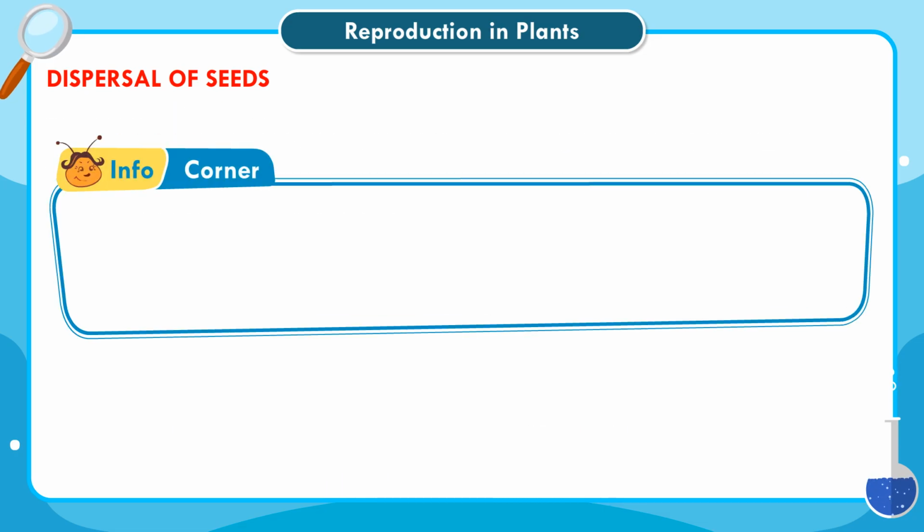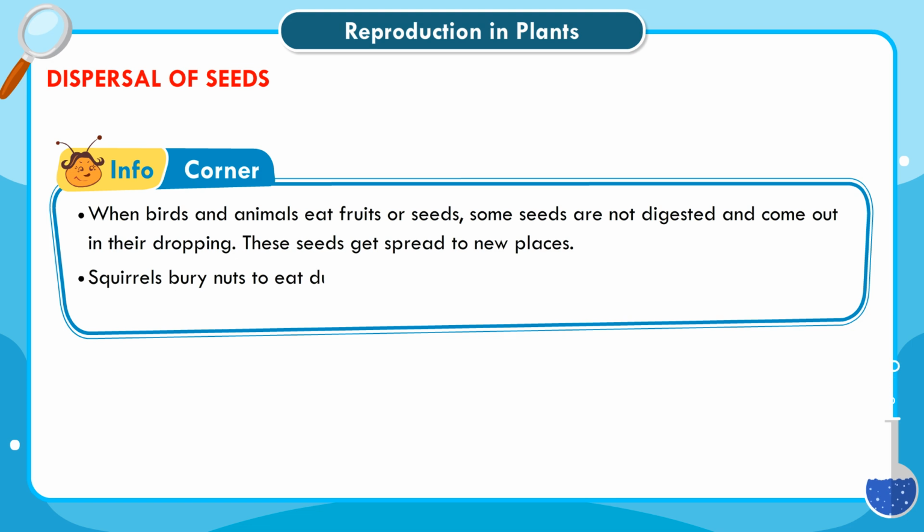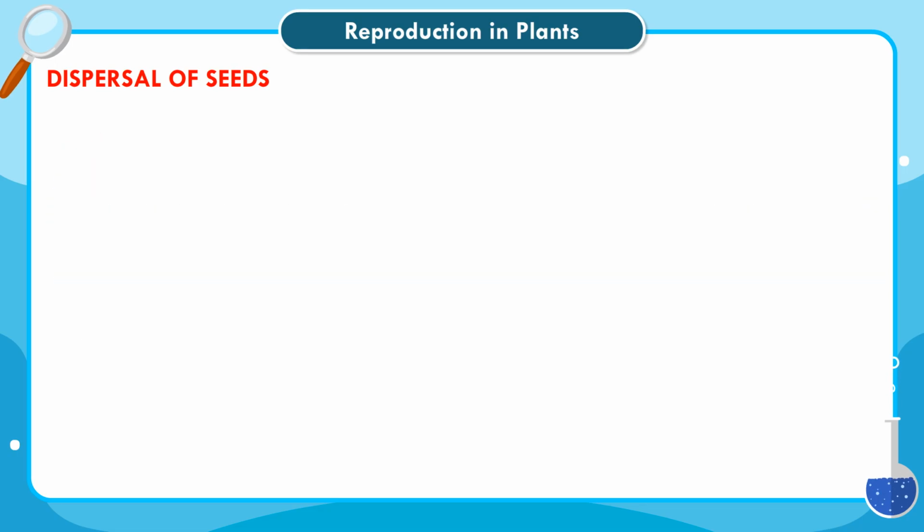Info Corner. When birds and animals eat fruits or seeds, some seeds are not digested and come out in their droppings. These seeds get spread to new places. Squirrels bury nuts to eat during winter, and they often forget. These nuts may grow into new plants.